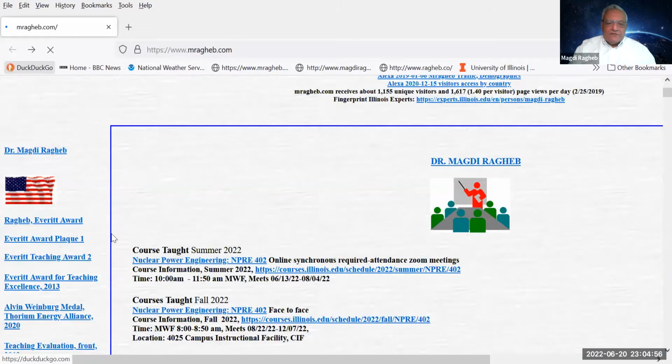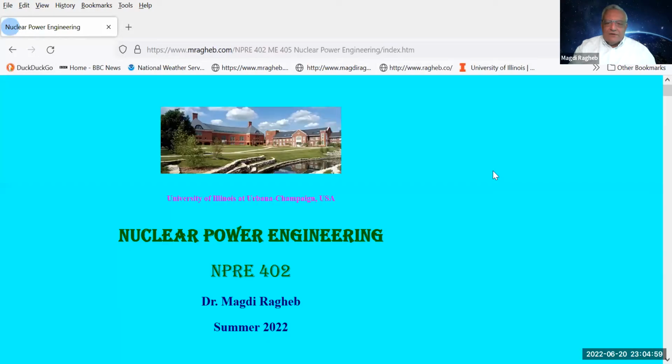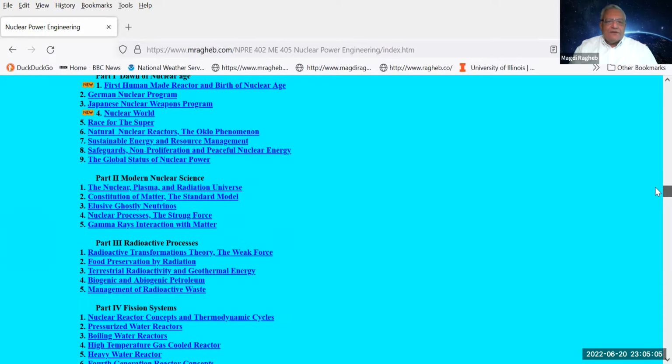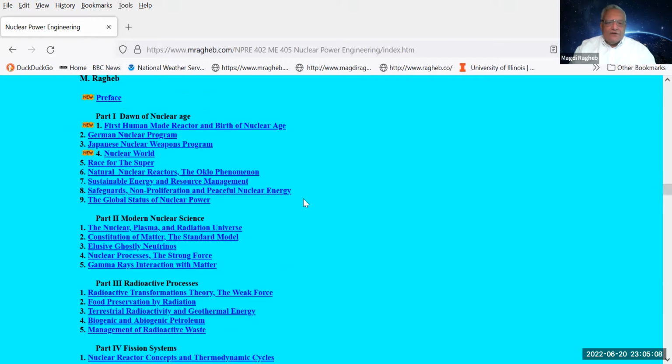All right, so let's start by looking at our web page here, and we go to our web text and identify where the strong force is. So here we have nuclear processes, the strong force. Later on, when we deal with radioactive transformations, that would be the weak force. And when we deal with gamma ray interaction with matter, that would be the electromagnetic force.